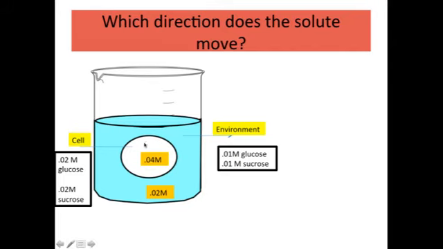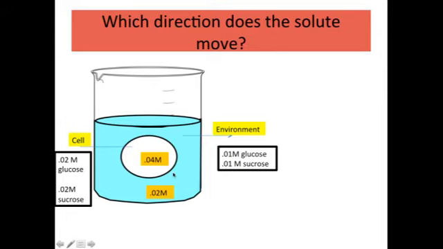Here I have a beaker with an egg in it, and that egg is made up of 0.02 molar glucose and 0.02 molar sucrose. So it has a total of 0.04 molar solute. The outside, the environment I'm putting my egg in, has 0.01 molar glucose and 0.01 molar sucrose. So it has a total of 0.02 molar makeup.